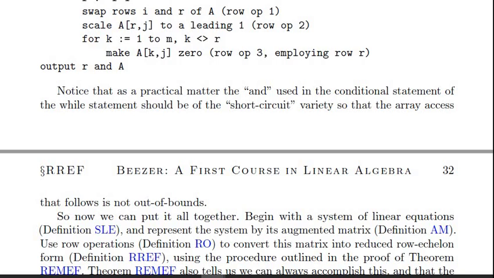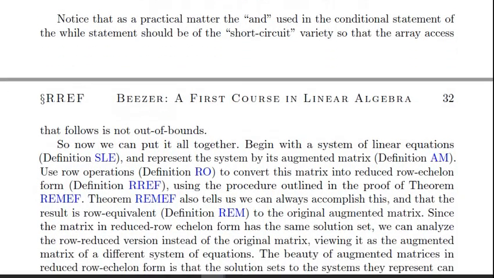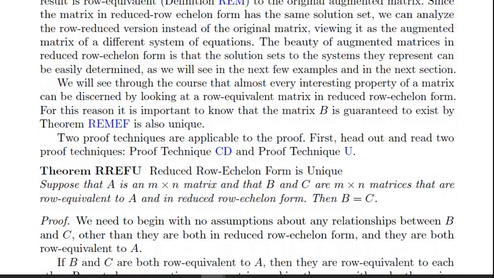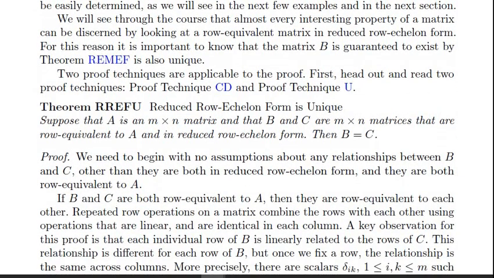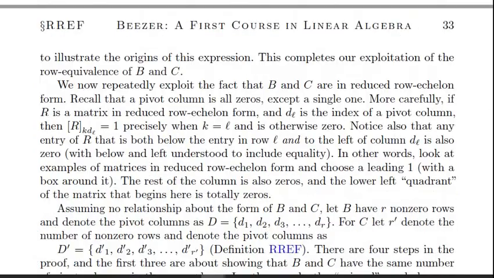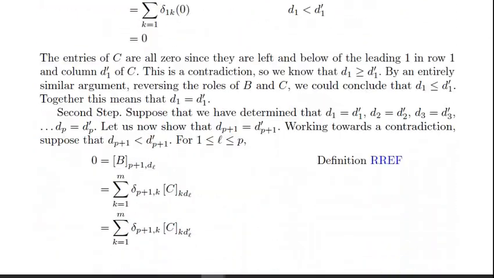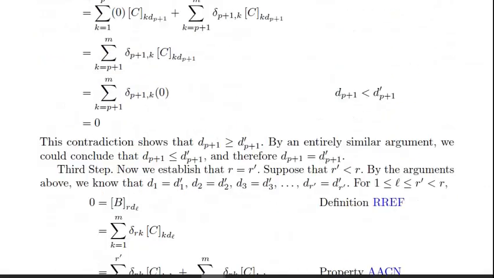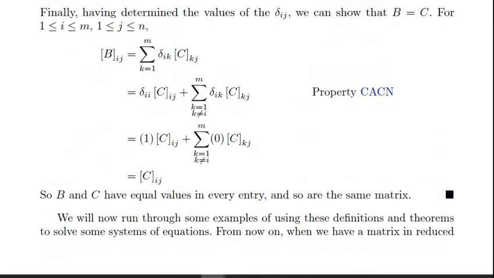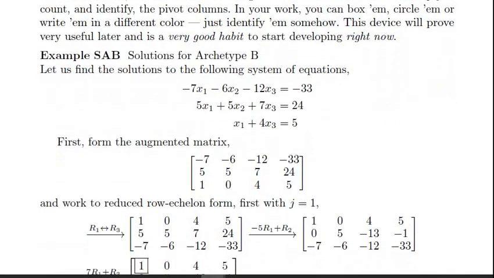So let's just skip down to the examples. And I'll come back and talk about why reduced row echelon form is unique in a minute. All right, so here, let's look at some examples. All right, here's an example.